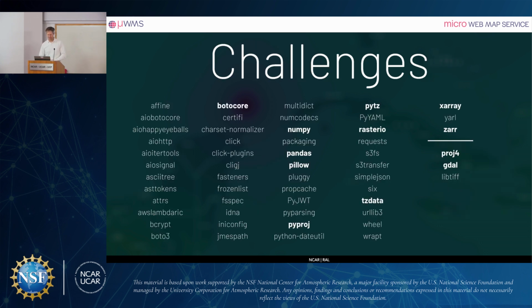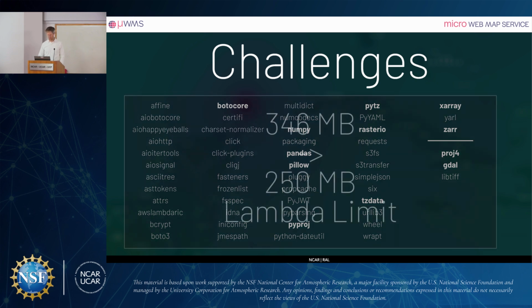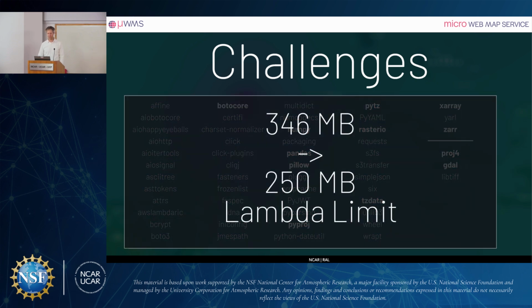Some of the challenges in this were, because we're using Lambda, we have a 250 megabyte limit. So this is the list of dependencies we ended up with, and everything in bold is over 5 megabytes. I think Pandas was over 100 megabytes by itself. So we ended up with 346 megabytes of dependencies, and we had to somehow shrink it into the 250 megabyte limit to run it in Lambda.